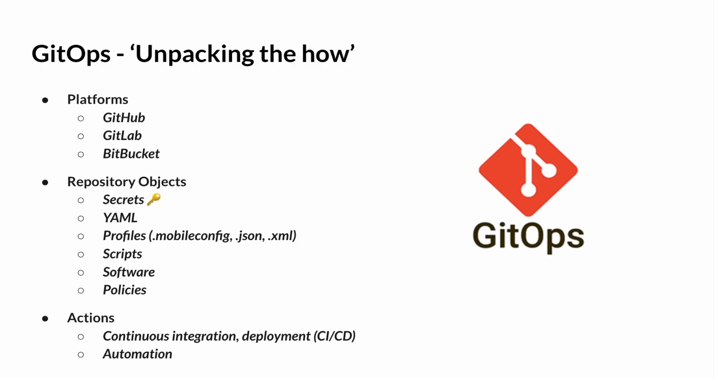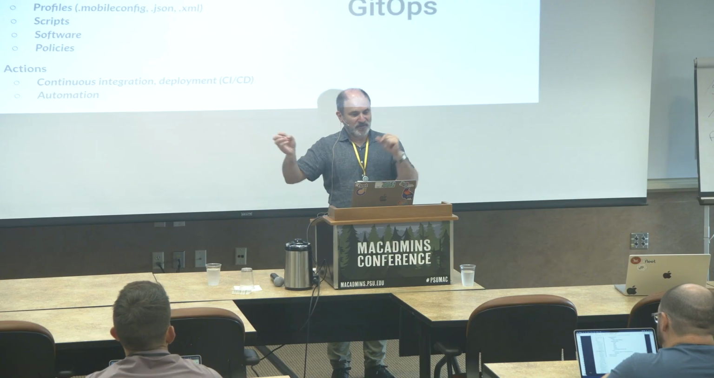Scripts, same deal. It's an object that exists in Fleet that can be managed with code, along with software. For those of you that are Jamf customers, a Fleet policy is a little different than a Jamf policy. A Jamf policy is kind of the object within Jamf that you use to create the payloads that you deliver to the devices. In Fleet, a policy is a query that assesses the state of a device.